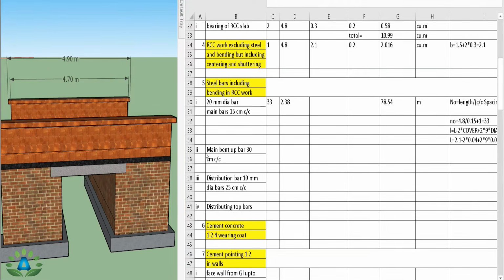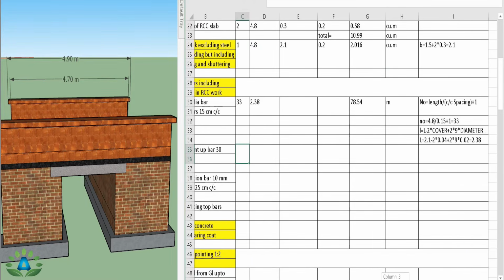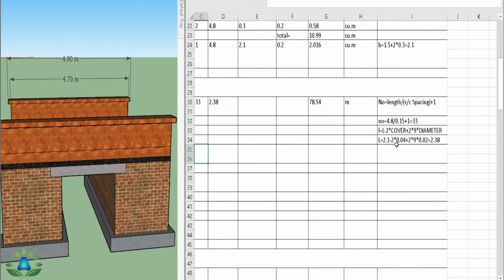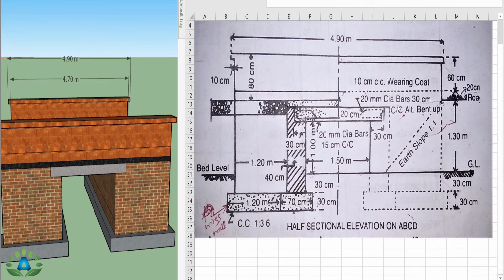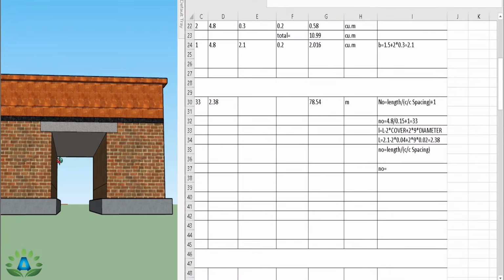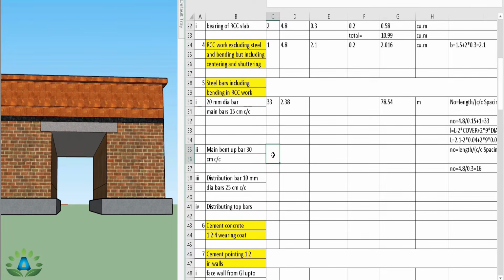And our next step is to calculate this main bent up bar, and we calculate this number by the same process, but we don't need to add plus 1. That means number equals length divided by center to center spacing, and plus 1 is not needed. And we have this bent up bar of 30 centimeter center to center spacing. We provide bent up bars in this whole RCC slab, so 4.8 meter divided by center to center spacing of 30 centimeter, that is 0.3, so number equals 16.